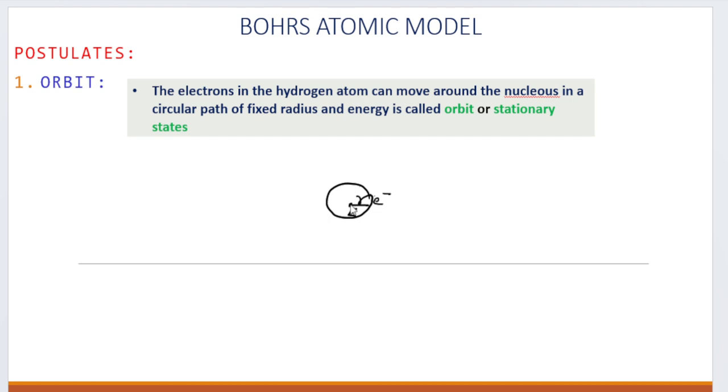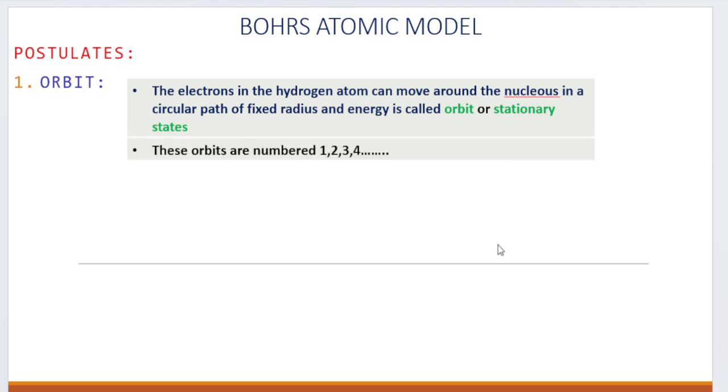The electron in the hydrogen atom can move around the nucleus in a circular path with a fixed radius and energy, called orbit or stationary states. This is the nucleus, and this is the electron revolving around the nucleus. This is the orbit or stationary orbit.